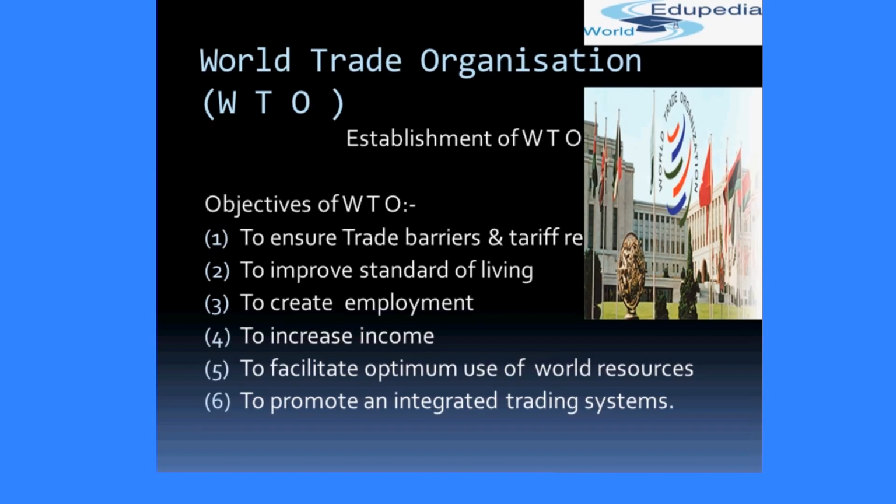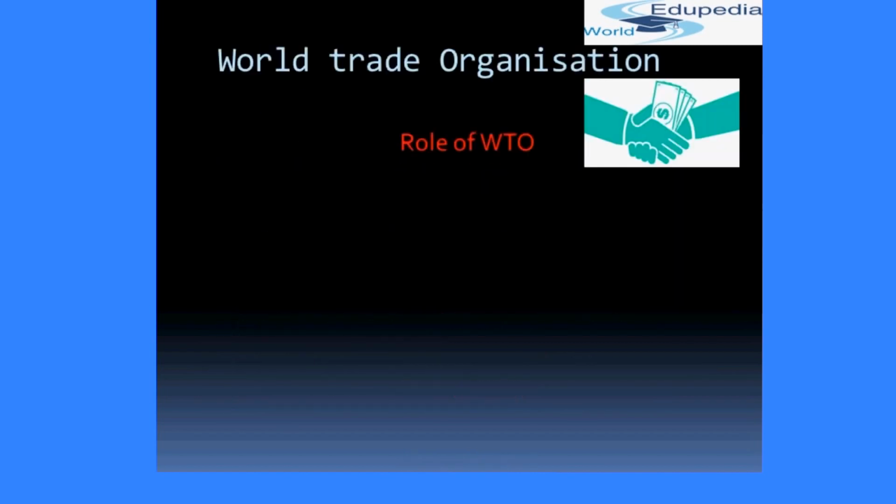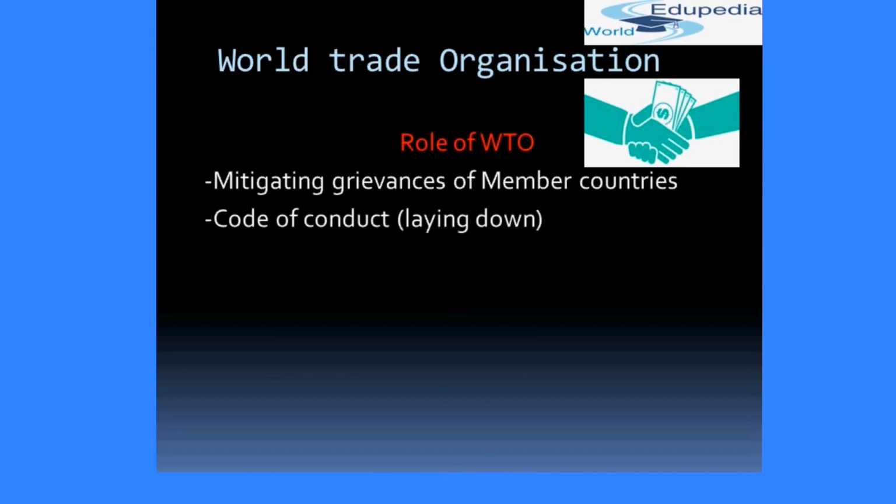Having seen the objectives of WTO, let us go ahead and see what the roles, or you can say functions, of the World Trade Organization are. Number one function is mitigating grievances of member countries, encouraging member countries to come forward to WTO for minimizing or mitigating their grievances. Another role of WTO is a code of conduct, that means laying down a commonly accepted code of conduct in order to reduce trade barriers. And this code of conduct is acceptable to all member countries.